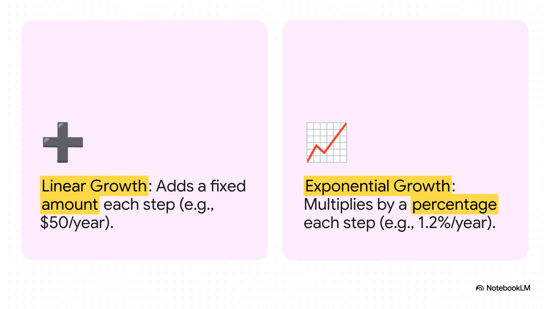So to really get why that exponent is such a big deal, we've got to do a quick sidebar on two kinds of growth. First, there's linear growth. Super simple. It's when you just add the same amount over and over, like putting 50 bucks in a jar every year. Easy. But then there's exponential growth. That's a whole different ballgame. Instead of adding, you're multiplying by a percentage.